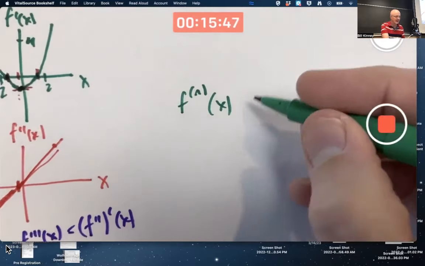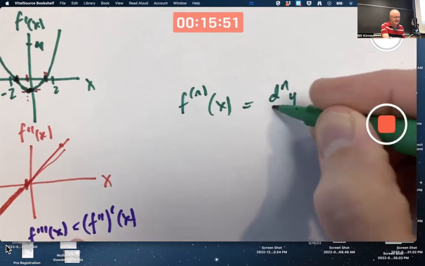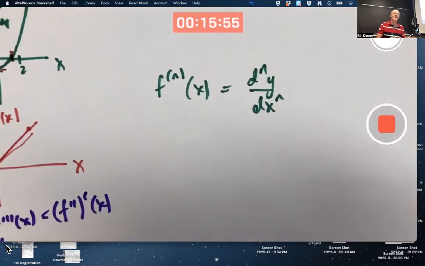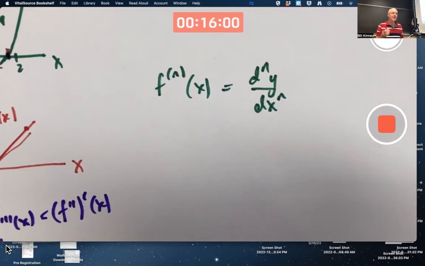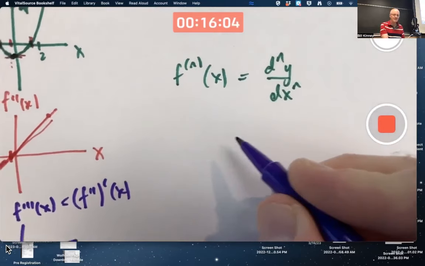The corresponding Leibniz notation for this is this. And yeah, this is a little confusing. I said this on Wednesday. I'll say it again today.